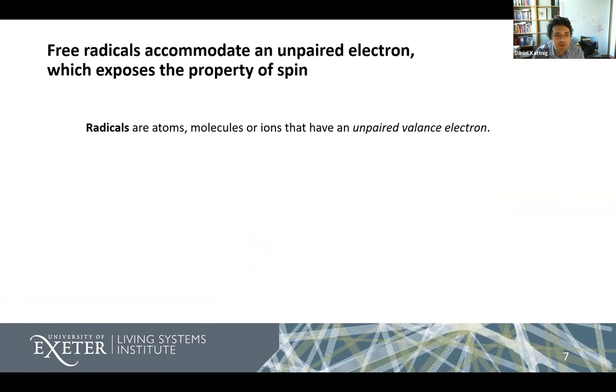Okay, but let us talk about what radicals are, or what their properties are that make them so special in the context of quantum biology. Well, the definition of a radical is that it has an unpaired valence electron. And this means that they are certainly highly reactive in the first place, but in the second, that they expose the property of spin. So usually spins of pairs of electrons are paired, they cancel each other. However, if you have an unpaired electron, then the spin degree of freedom is revealed, which ultimately causes this magnetosensitivity that we are interested in.